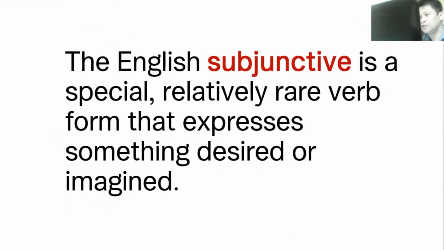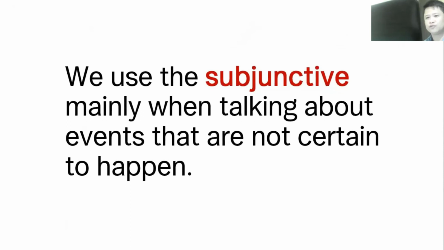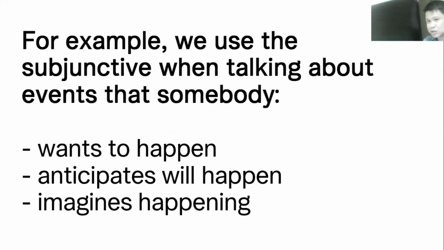The English subjunctive is a special, relatively rare verb form that expresses something desired or imagined. That's the subjunctive form of the verb. We use the subjunctive mainly when talking about events that are not certain to happen. For example, events that somebody wants to happen, somebody anticipates will happen, and somebody imagines happening.